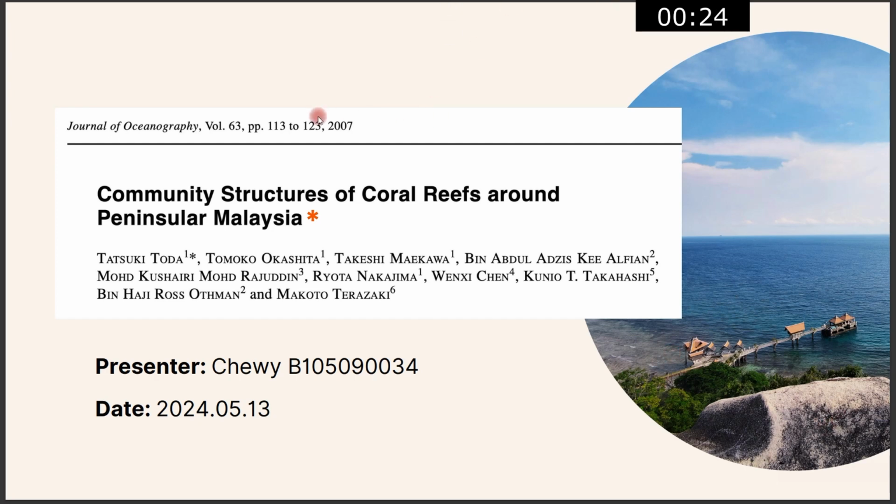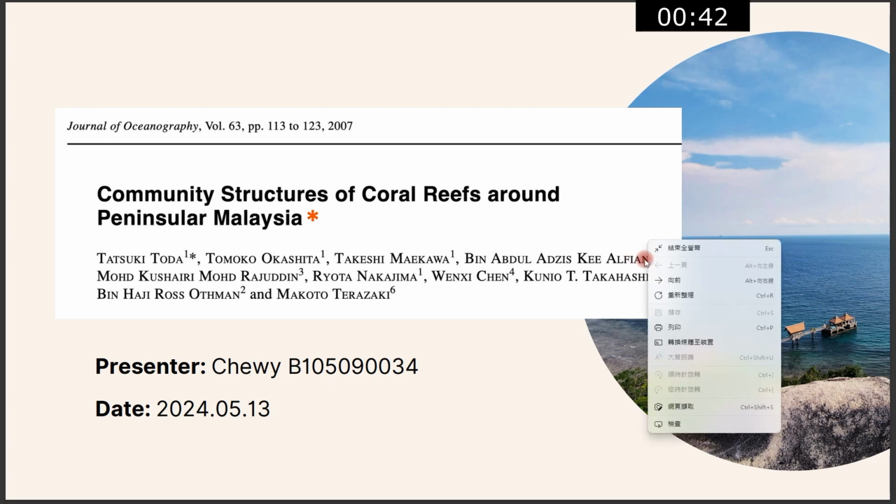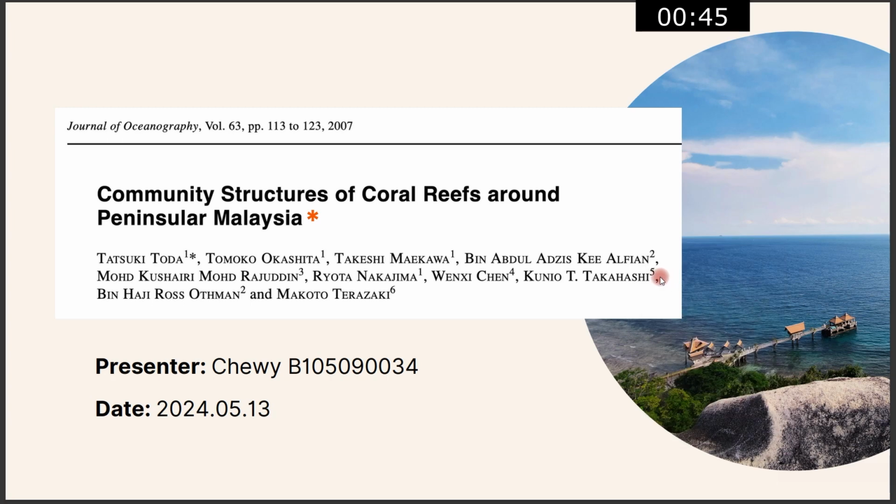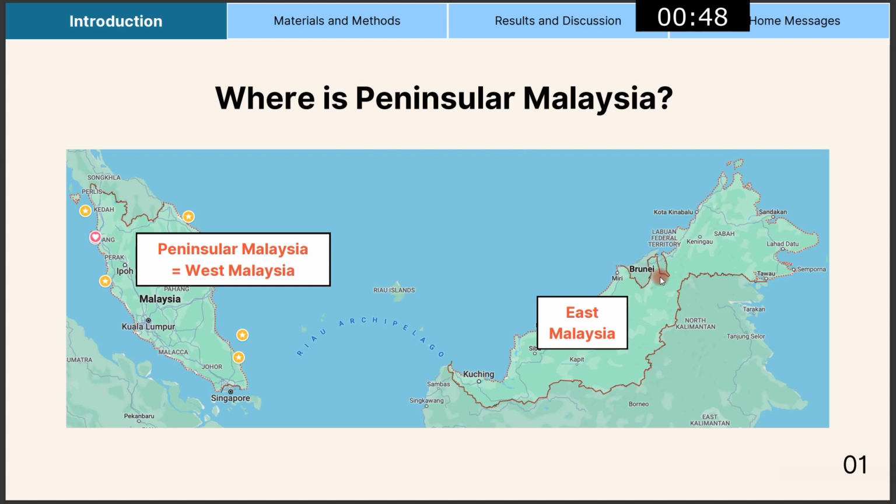Okay. So today I'm going to present a paper with the title Community Structures of Coral Reefs Around Peninsular Malaysia. On this picture on the right, it is a picture taken by me at one of the islands at Peninsular Malaysia. Now you might be wondering, what is Peninsular Malaysia? Malaysia can be split into two sides: West Malaysia and East Malaysia. You can see here these red lines, which is Malaysia, but below over here is not Malaysia. So today we're going to talk about West Malaysia only.